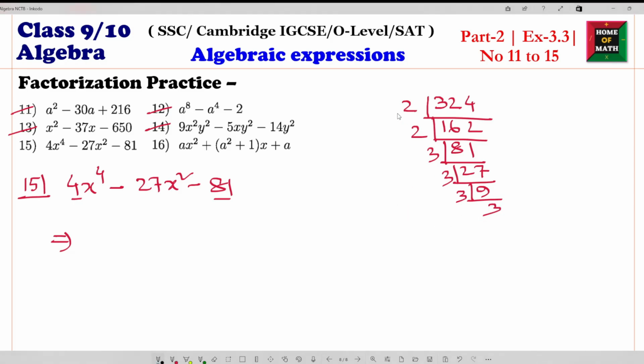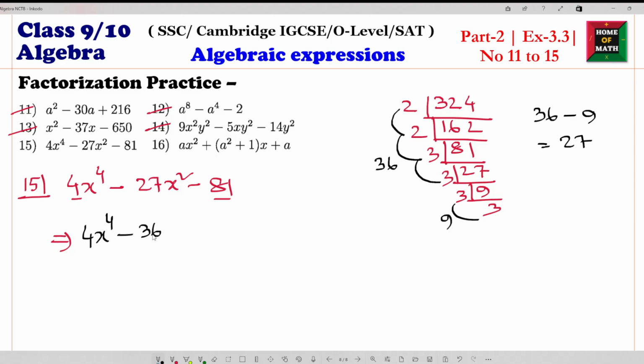Now look, 2 times 2 is 4, 4 times 3 is 12, 12 times 3 is 36, and here 3 times 3 is 9. Look, 36 minus 9 will become 27. So here is 4x to the power 4 minus 27, it means the bigger sign is minus. So in this case we can write minus 36x square and plus 9x square minus 81.